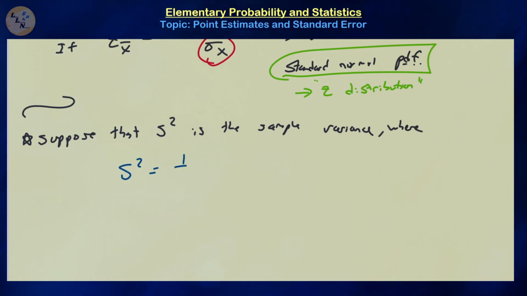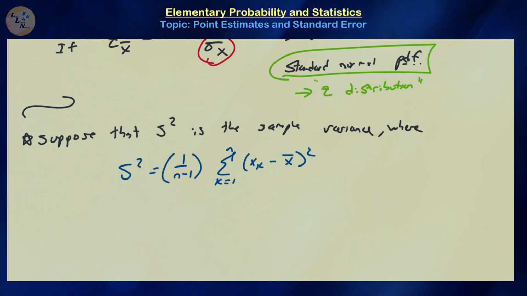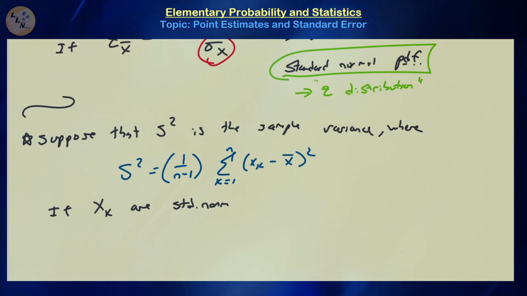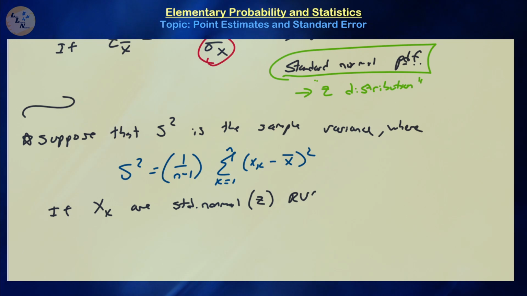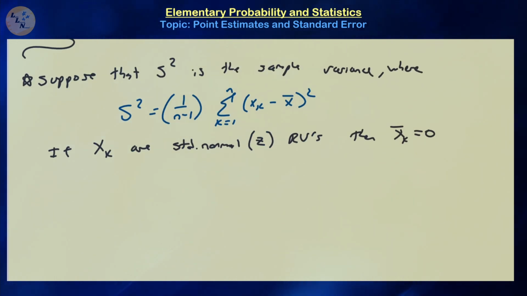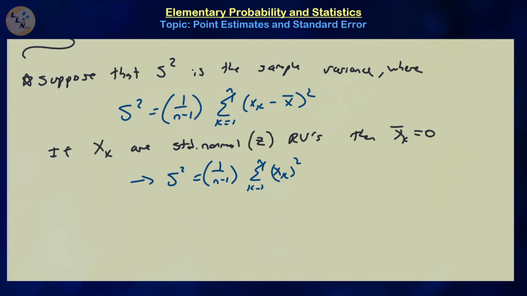So s squared again is 1 over n minus 1 times the sum from k equals 1 to n of x k minus the random variable x bar, squared. Right? So if x k are standard normal, or Z random variables, then the mean of all of them is going to be equal to 0, because remember, the mean of a standard normal distribution is 0, and the standard deviation is going to be 1. So that means we're going to have the expression s squared equal to 1 over n minus 1 times the sum from k equals 1 to n of x k squared. So this is just the sum of squared standard normal random variables.